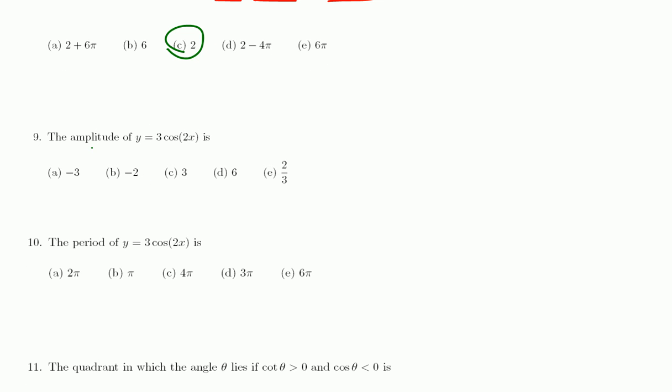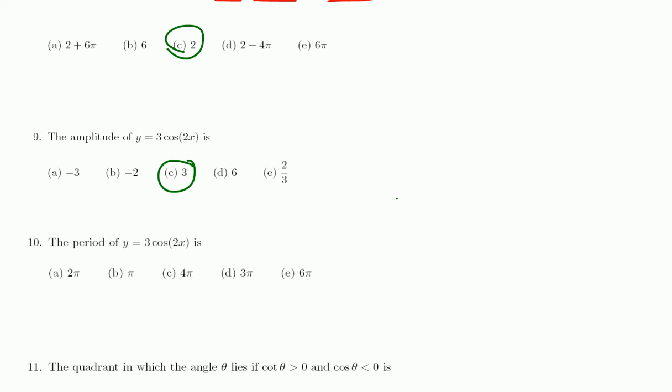Number 9, the amplitude of y equals 3 cosine 2x. Whenever we have sine or cosine, we take the absolute value of the number outside, and we get the amplitude. So this is already positive, so the absolute value of 3 is also 3. So this is the amplitude.